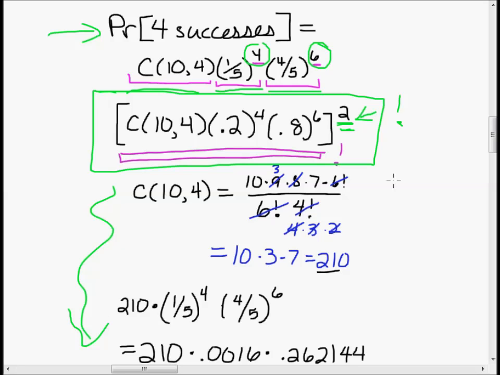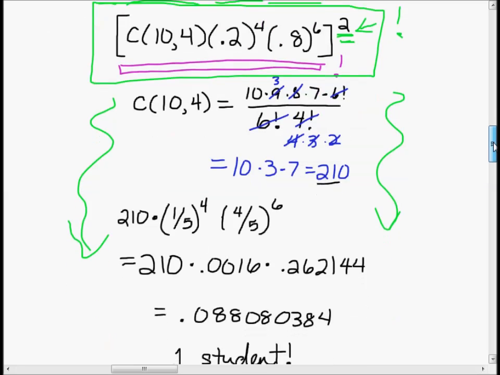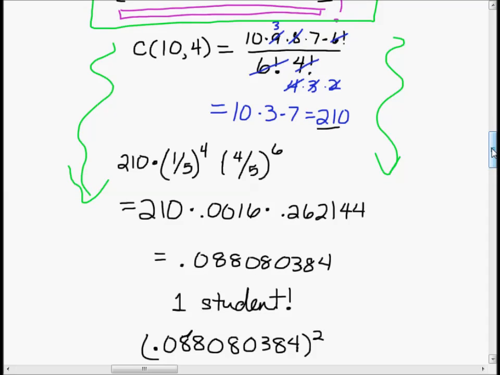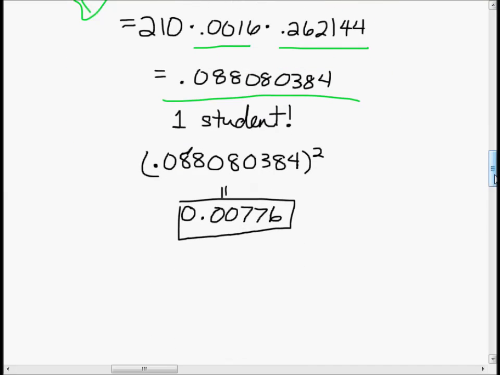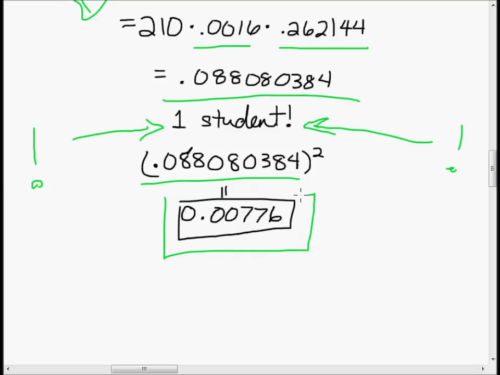We did all this math. We found our combination 10 choose 4. We found 1/5 to the 4th and 4/5 to the 6th. We multiplied all that together using our handy dandy calculator. That was only for 1 student, remember? Kind of still a big deal. And so we squared that, and that gave us our answer, which is 0.00776, or 0.776%. And that is our answer.